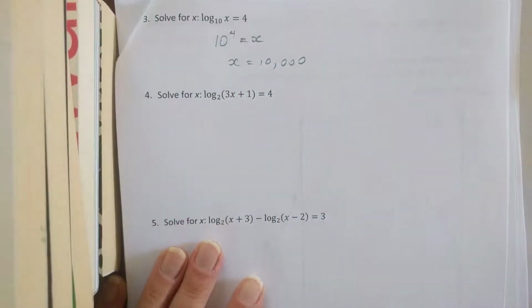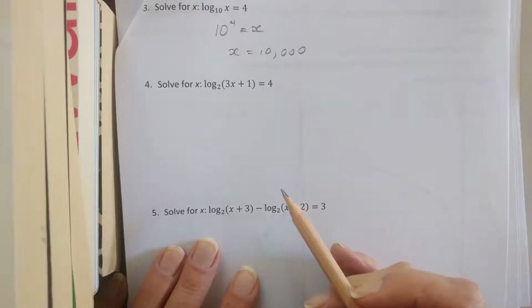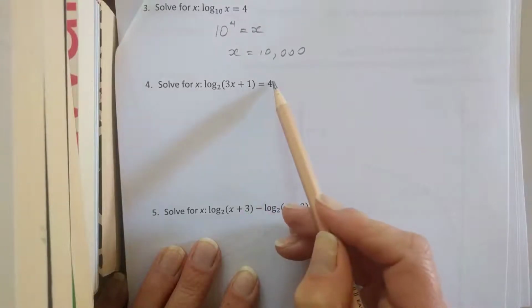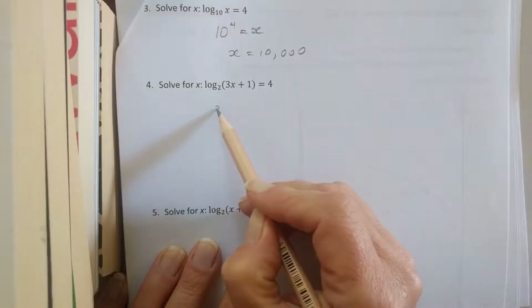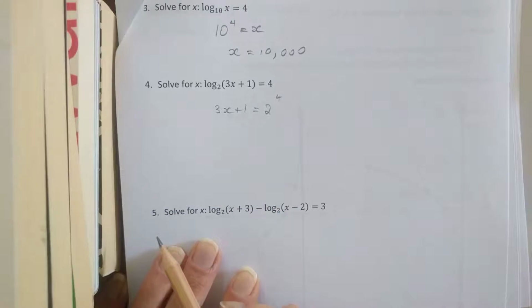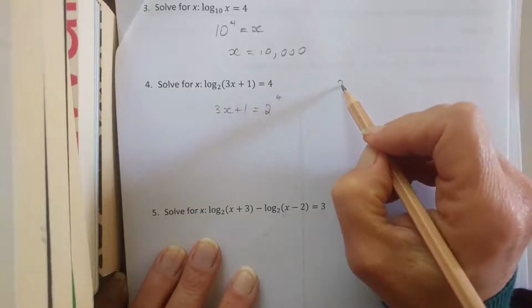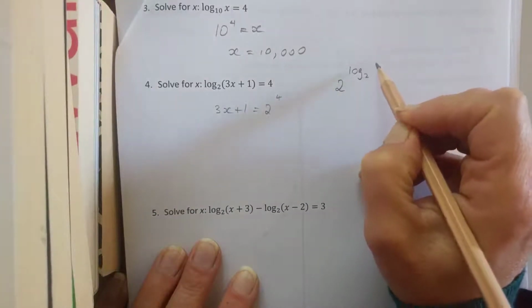I'm going to do something similar in the next one. I need to solve log base 2 of 3x plus 1 equals 4. So this tells me that 2 to the power of 4 equals 3x plus 1. So I'm going to write that 3x plus 1 equals 2 to the power of 4. Now the other way that I can think about this is because my base is 2, it's like going base 2 on the left-hand side.